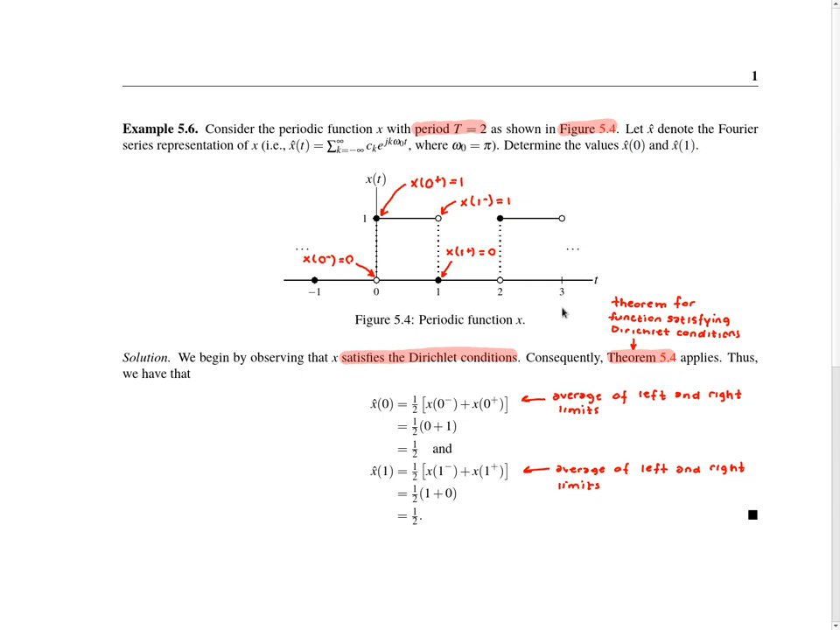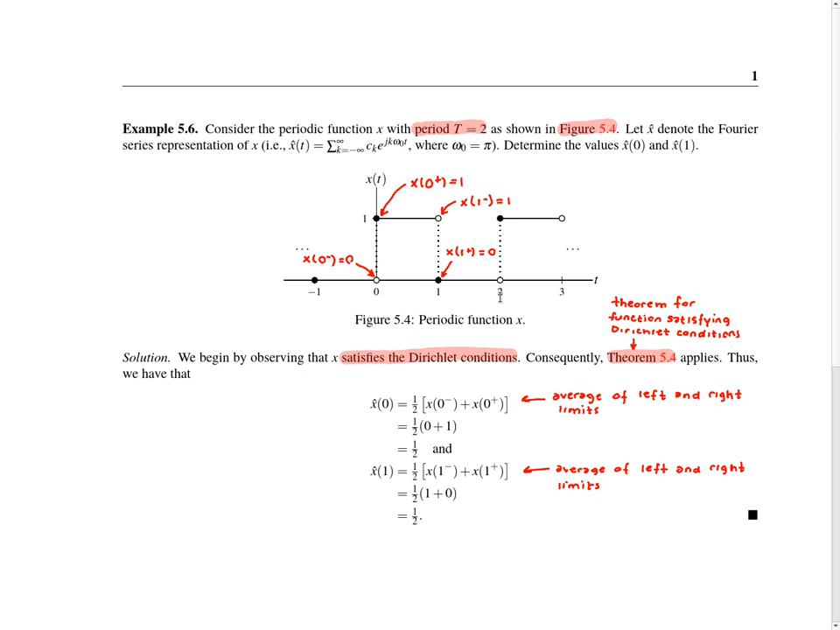So to do this, what we're going to use is the result about convergence that relates to functions that satisfy the Dirichlet conditions. Because the first observation we can make here is this function x that we're given satisfies the Dirichlet conditions. Again, there's three conditions. The first condition is that the function must be absolutely integrable over a single period. So if we integrate the absolute value of this function from 0 to 2, for example, over a single period, we get a finite value, so the function is absolutely integrable.